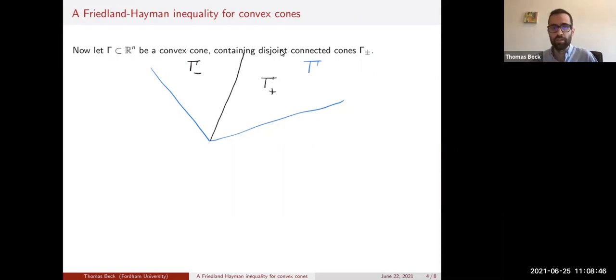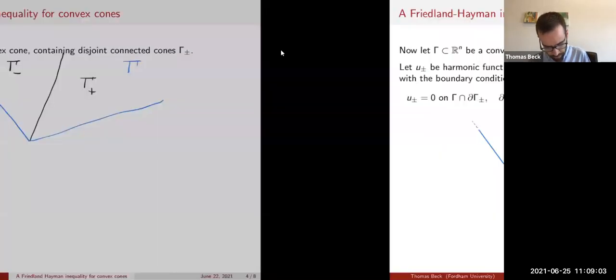In higher dimensions, we have the same setup, but we don't require that gamma minus and gamma plus are necessarily convex subsets of gamma. All we require is that we have a convex cone, and then we have two disjoint connected cones within. So what do we do with these cones?